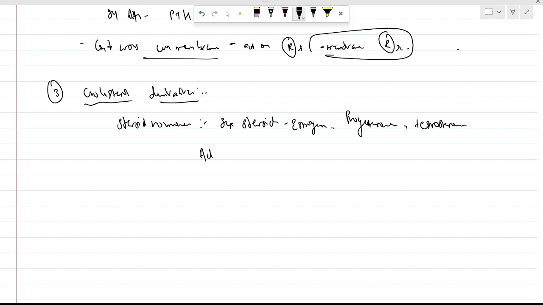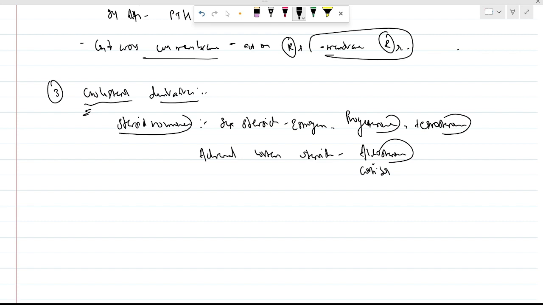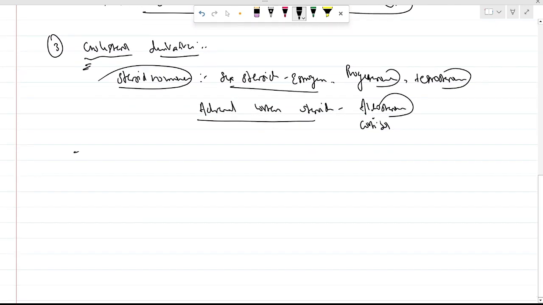Then the adrenal cortex steroids, such as aldosterone, cortisol. So these are cholesterol derivatives, the steroid hormones, sex steroids and the adrenal cortex steroids. Fact to remember here in these cholesterol derivatives, they easily cross the membrane, cross the cell membrane.